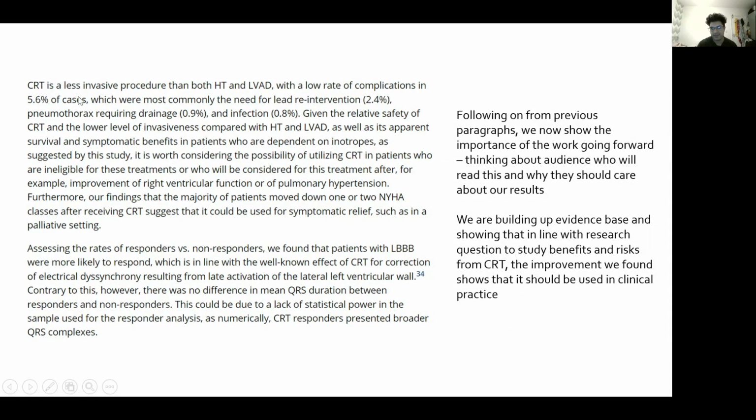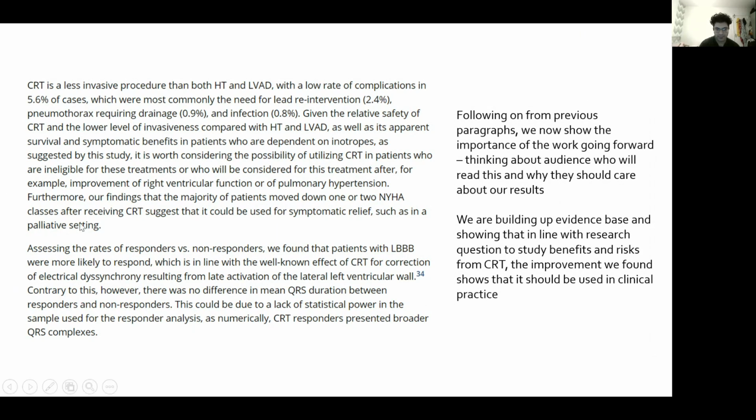So we can say, well, CRT is less invasive, has low risk of complications, and a relatively high level of safety. So as a result of what we've done, the future lay of the land is, let's look at CRT more seriously and not just think of LVAD as the main way to do this. We have a potential new therapy that, based on our meta-analysis, is actually pretty decent. So we're building up that evidence base, and we're showing, in line with our research question, the future of where this might go and the benefit that this offers to clinical practice.